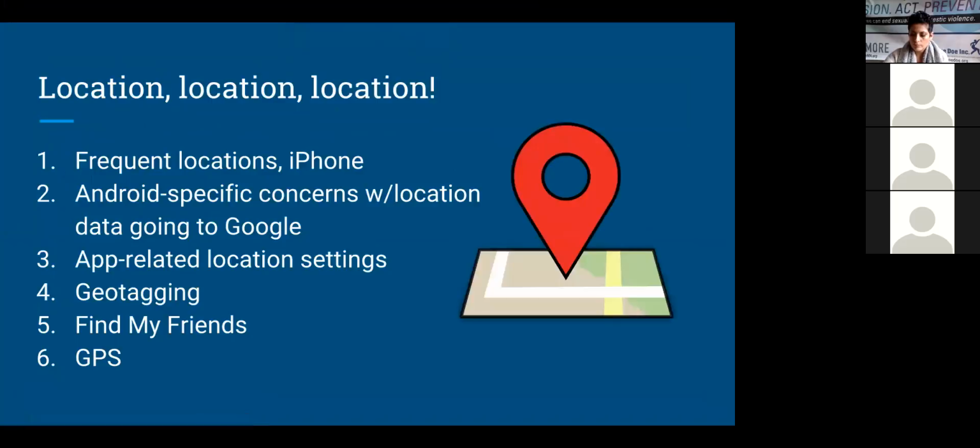Okay, so location. The bad news about location is that there are about 29 plus ways on your phone for your location to be tracked. The good news is that, at least in the case of an iPhone, those seem to be really consolidated into a few places. So I'm going to go through them on my iPhone. We're going to go over frequent locations, how to turn the location settings on and off for your apps, what to do about geotagging, and Find My Friends and GPS. So I'm going to go back to my iPhone to show you how to do that.